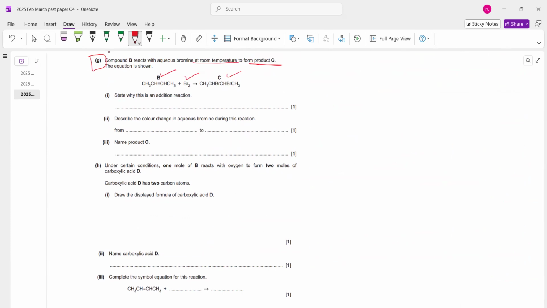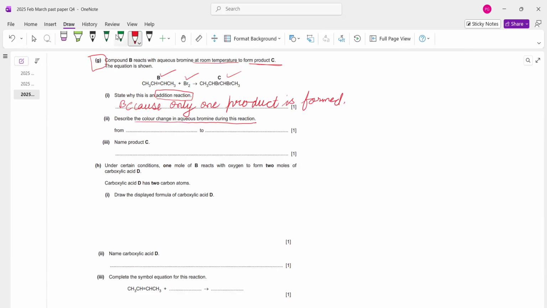Now, dear children, I hope you all know that addition reaction is the most common reaction alkenes give. Why are these reactions called addition reactions? Because in this, everything just adds up and you get only one product. So whenever they ask you why this is an addition reaction, you are supposed to say that because only one product is formed. In addition reactions, always one product is formed. No byproduct is formed.